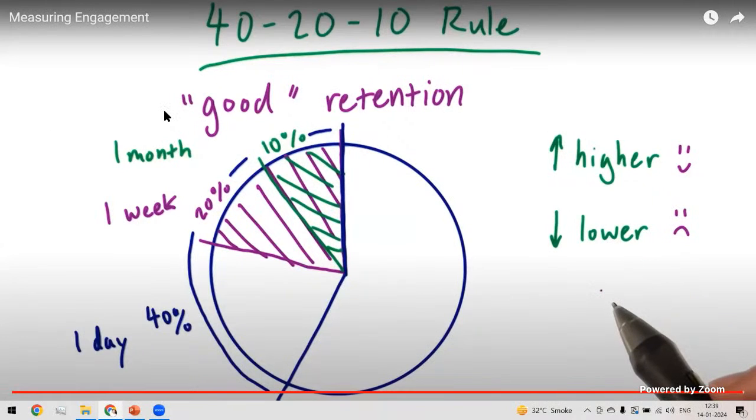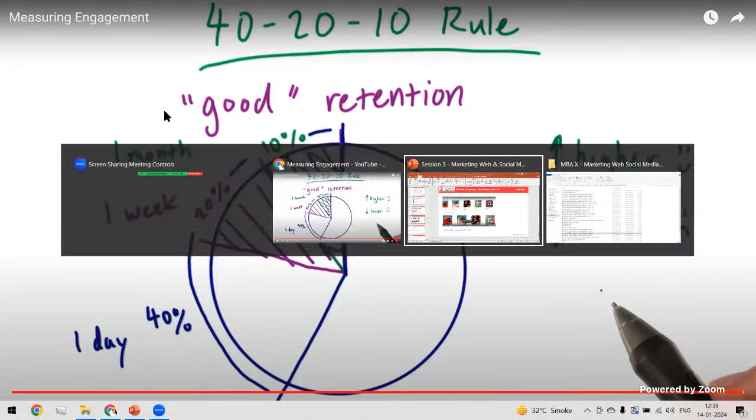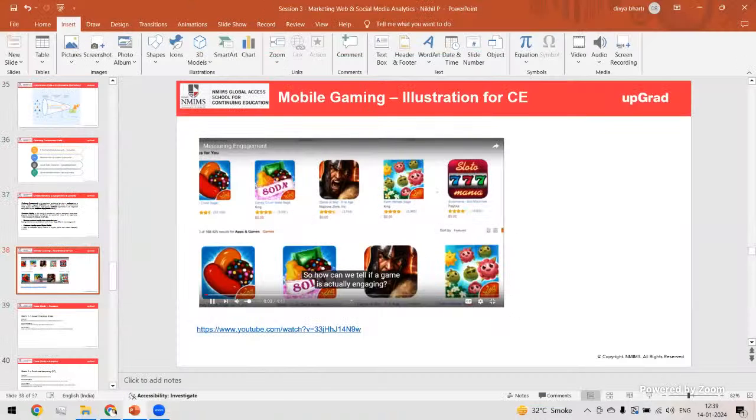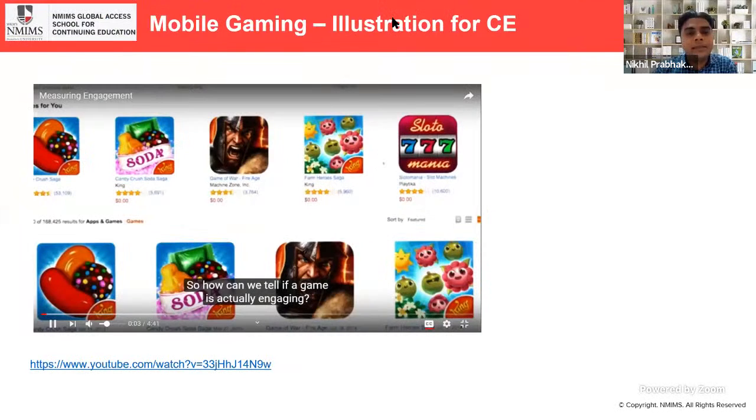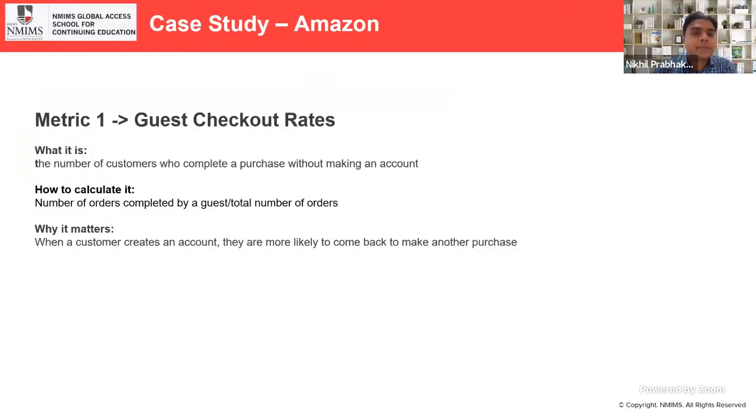All right. So that is a very simple, straightforward way of looking at engagement, and you will find that across industries, we can measure engagement, particularly using very simple metrics. I'll also show you some metrics from Amazon. So as a case study, if you look at Amazon, how they are measuring whether people are engaging, what is the engagement rate, and so on and so forth.